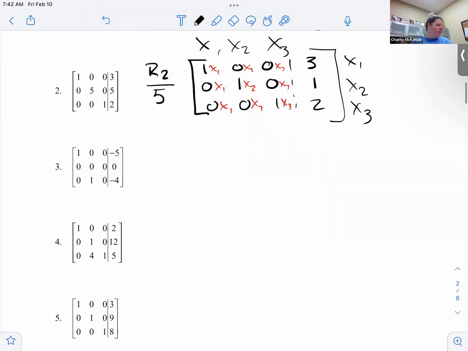Okay, what is wrong with 3? Well, we have a row of zeros. I don't even care that the bottom row should be in the middle. Really, this row should be here. But if we have a row of all zeros, we have many solutions. Infinitely many solutions.